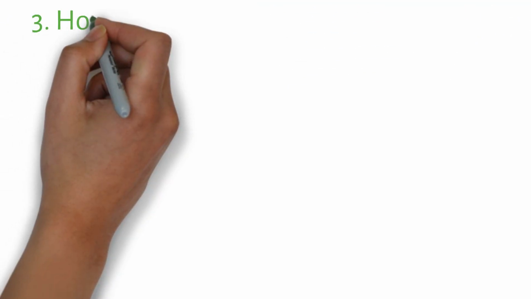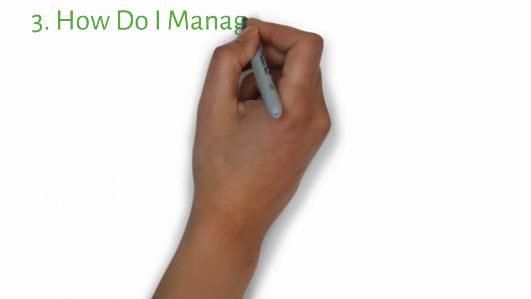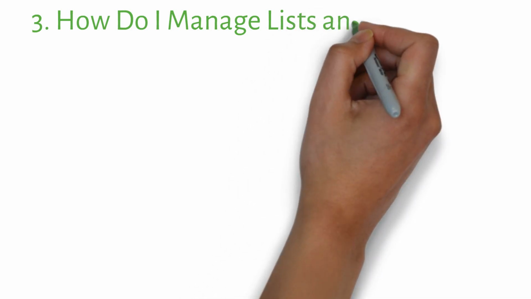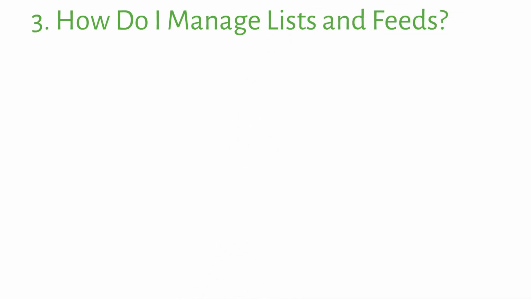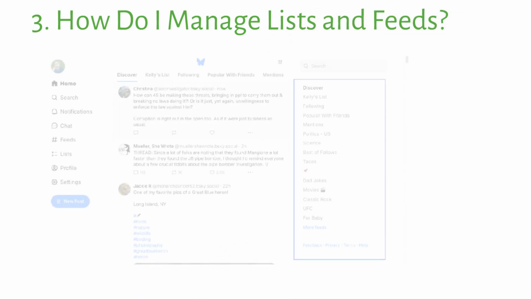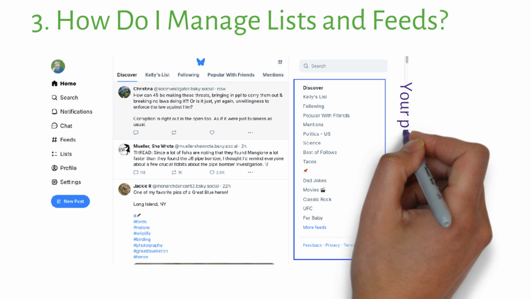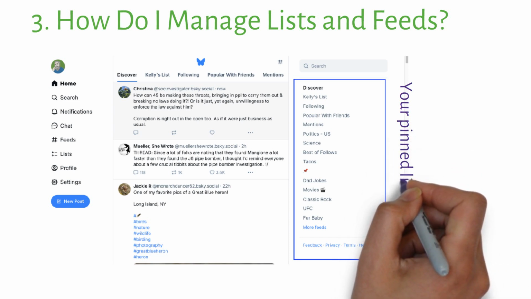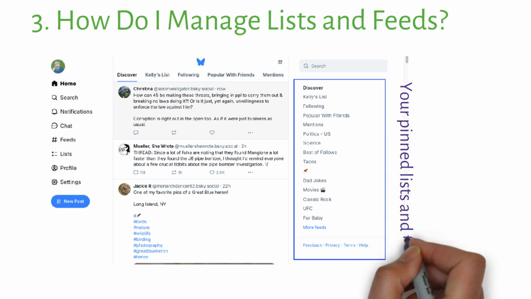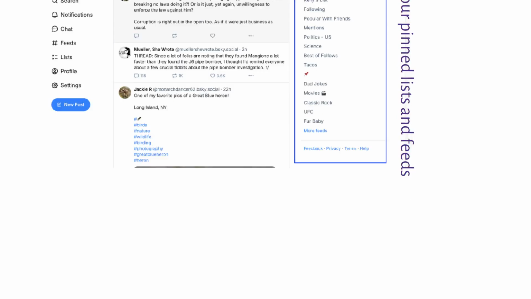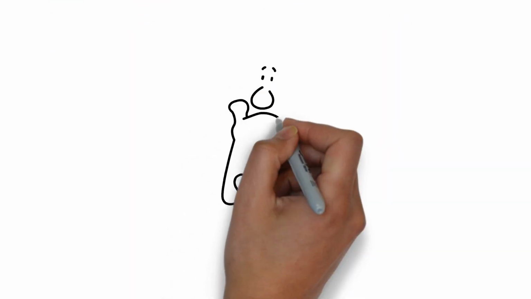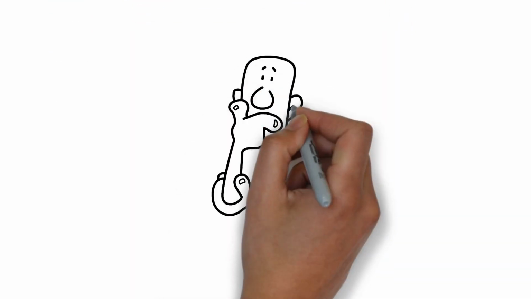Third, how do I manage lists and feeds? Most of the questions I get are things that can be answered by learning how to properly manage lists and feeds, knowing what each can do, the benefits of each, and how to set them up to your preference. The first thing you want to do is make sure you are zoomed out enough. You want your screen to display 3 columns. Doing this will make it much easier to navigate through your list and feed and make sure your entire experience is easier.